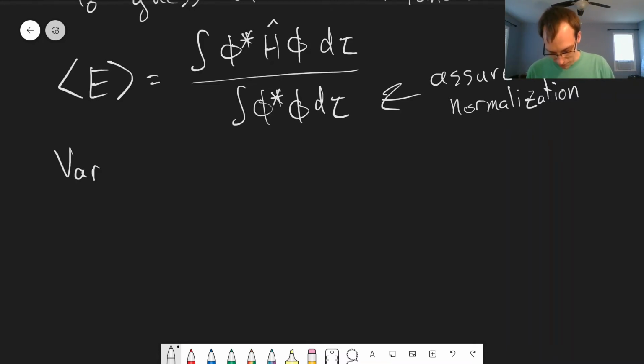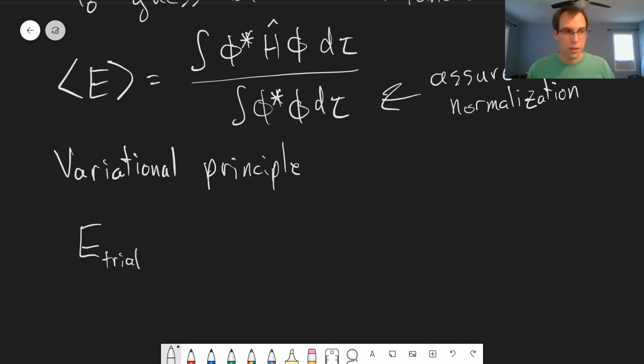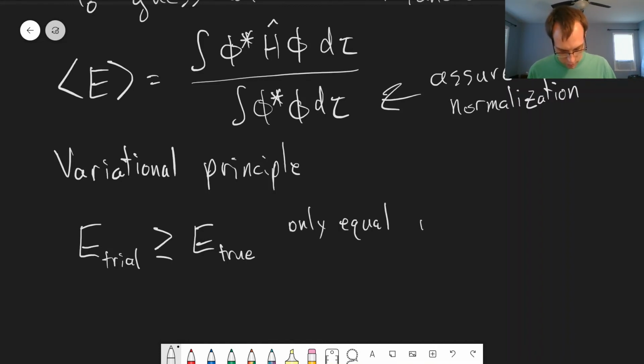The variational principle states that if we take this trial energy, I'll call it E trial, it will always be greater than or equal to the true energy. So the trial energy is always going to be larger than the true energy. And at the best, you can get them to be equal, but it's only equal if your trial function is equal to the true wave function. It's equal to the actual solution to the system.